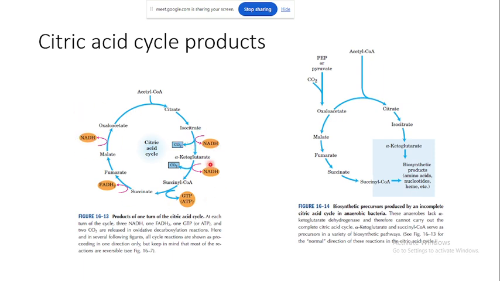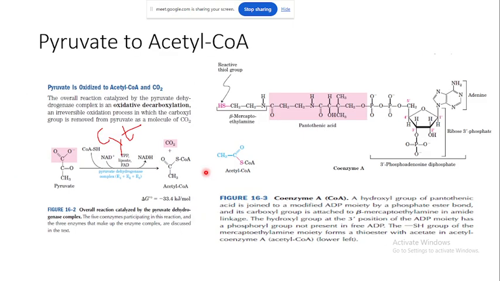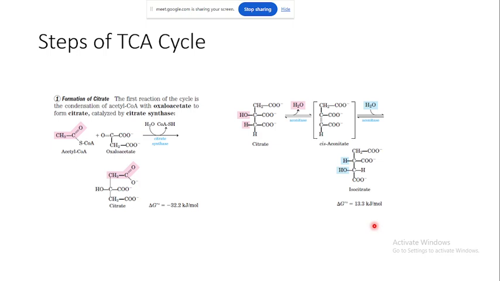So one cycle of the citric acid cycle will produce 2 molecules of CO2, 1 molecule of GTP, 3 molecules of NADH, and 1 molecule of FADH2. Right? You can check here also that it will make 3 molecules of NADH, 1 molecule of FADH2, 1 molecule of GTP, and 2 molecules of CO2. One here, right, and one here.